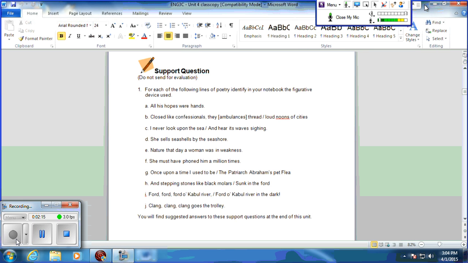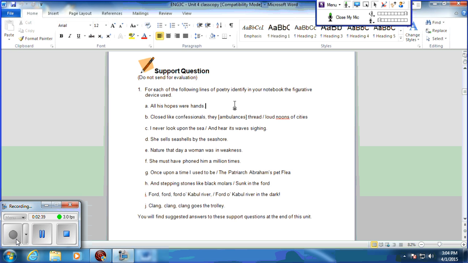We'll get started with Lesson 17. So we have 10 sentences here for the support question. It's on page 6 of Unit 4. Of these 10 phrases, you have to identify which of the poetic devices or terms apply to them.